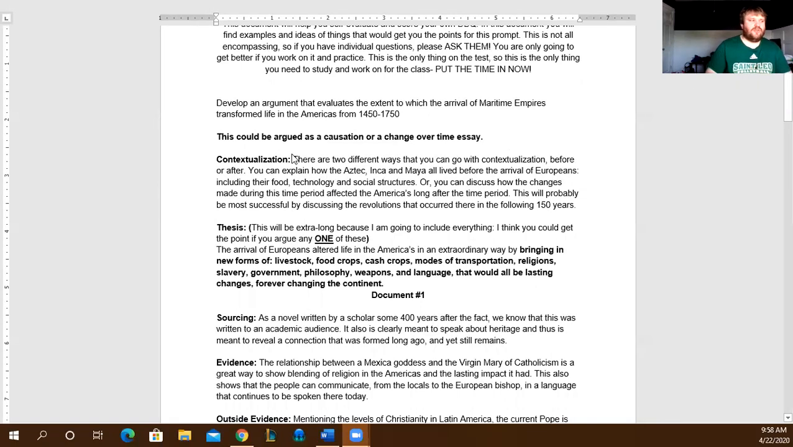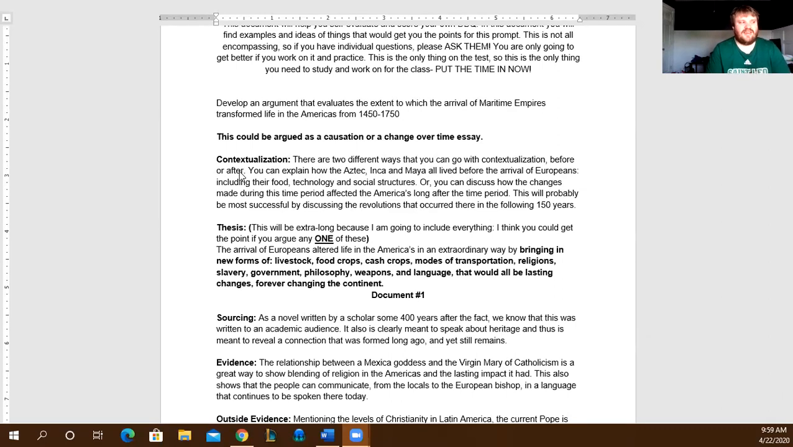For context, there's two different ways that you can go with contextualization here. Before or after, or both, I guess I should have said in there as well. So you can explain how the Aztec, the Inca, and the Maya all lived before the arrival of Europeans, including their food, technology, and social structures. Or you could discuss how the changes made during this time period affected the Americas long after the time period. This will probably be most successful by discussing the revolutions that occurred there in the following 150 years.